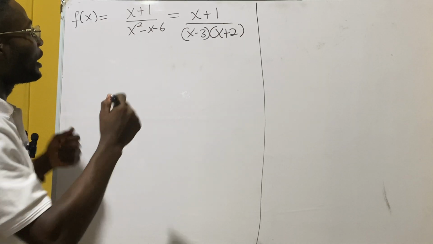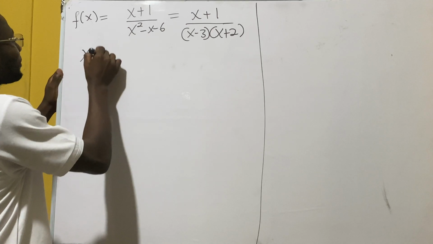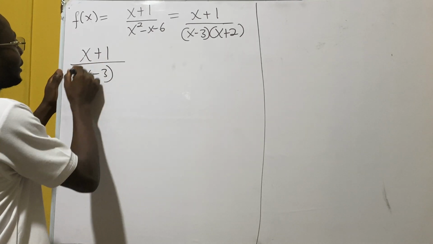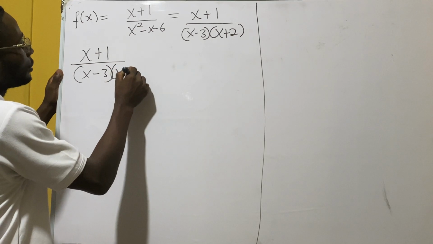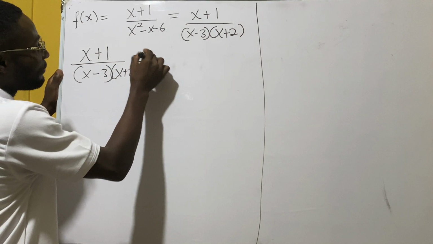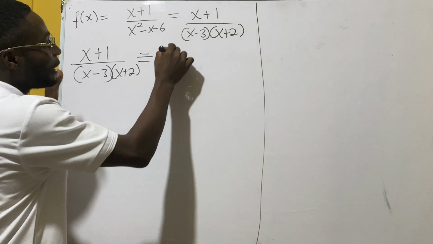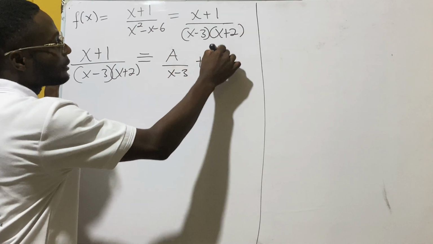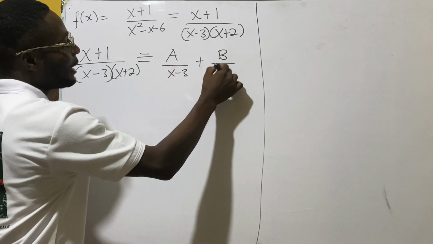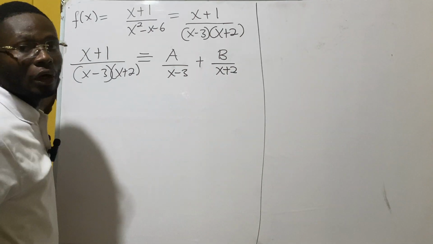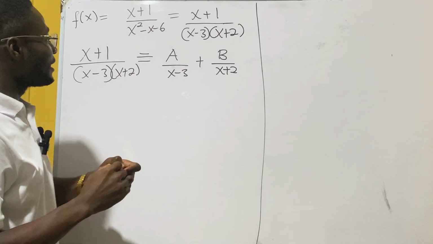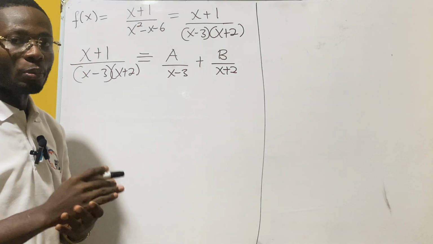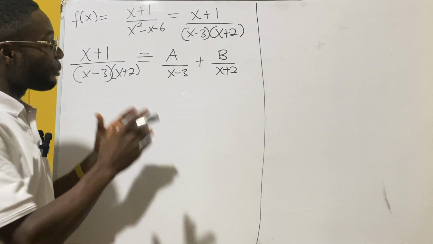So from here, we can say that x plus 1 over x minus 3, x plus 2, right, is equivalent to A over x minus 3 plus B over x plus 2, right? So this information here is equivalent to this. So that is the decomposition process.